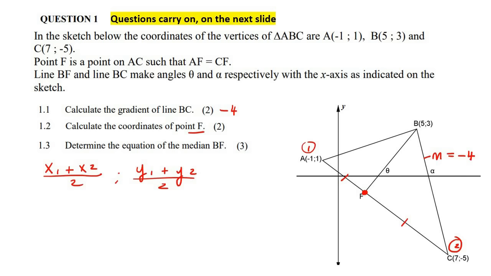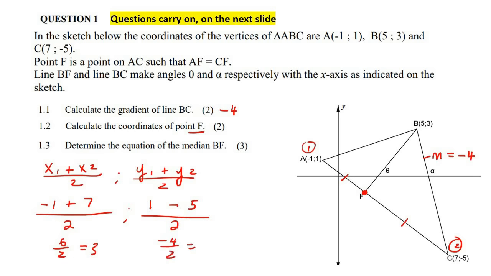And so the x value of point number 1 is minus 1. The x value of point number 2 is 7. Then the y value of point number 1 is 1. The y value of point number 2 is negative 5. Now you see this is a positive and a negative, so we can just change that to a negative over 2. So this becomes 6 over 2, which is 3, and this one becomes negative 4 over 2, which is negative 2. And so F's coordinates would be 3 and negative 2.